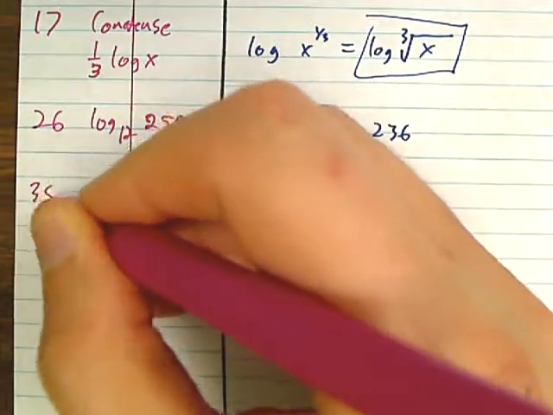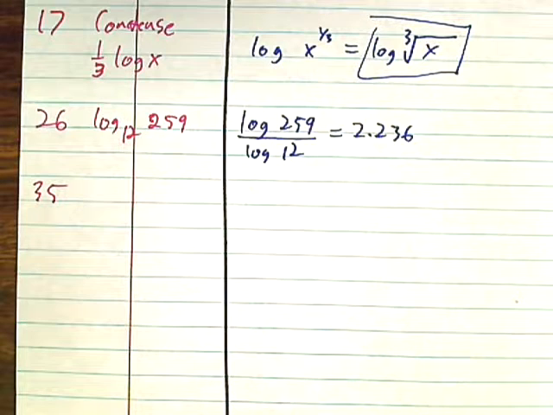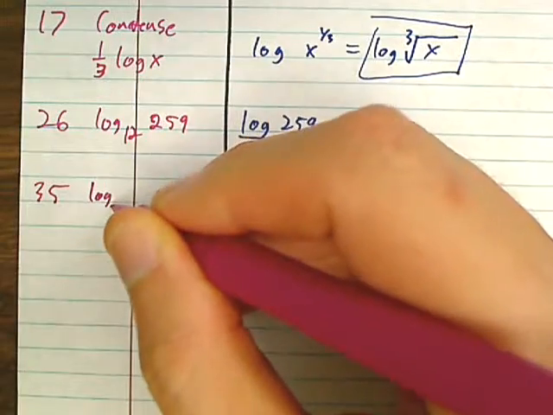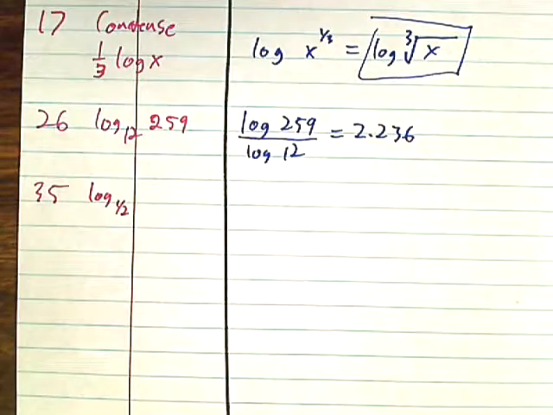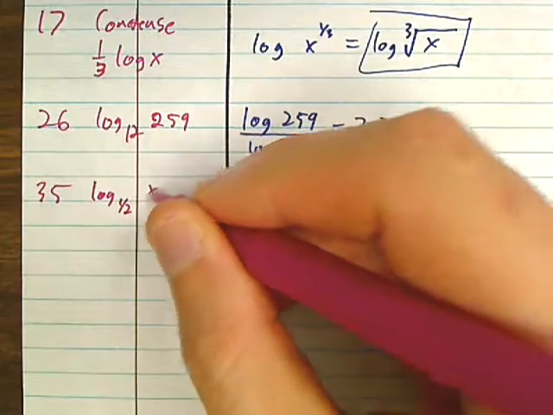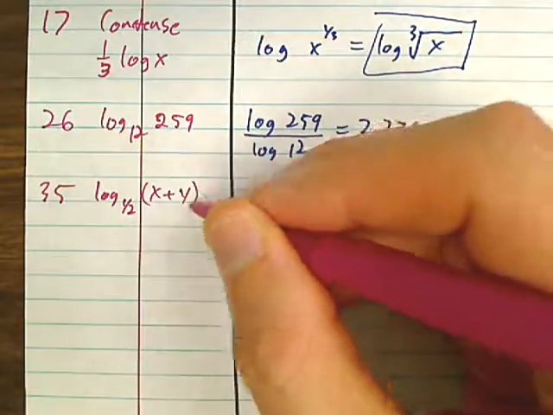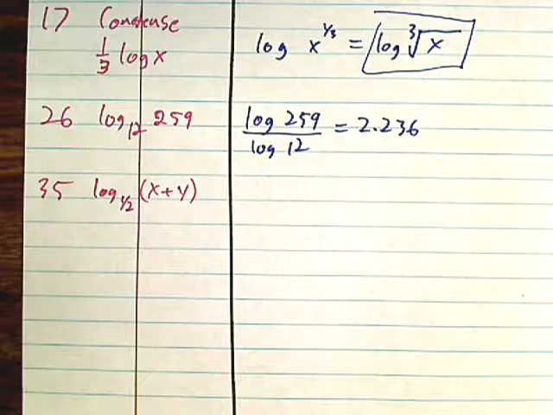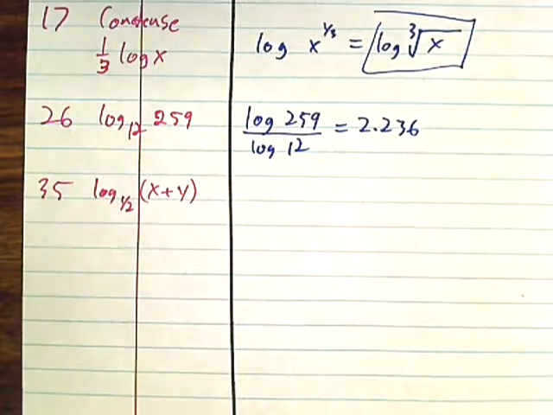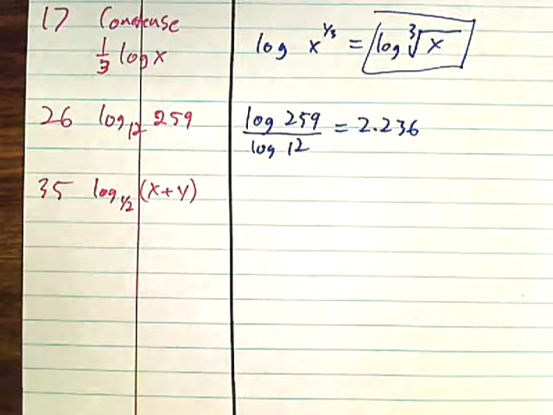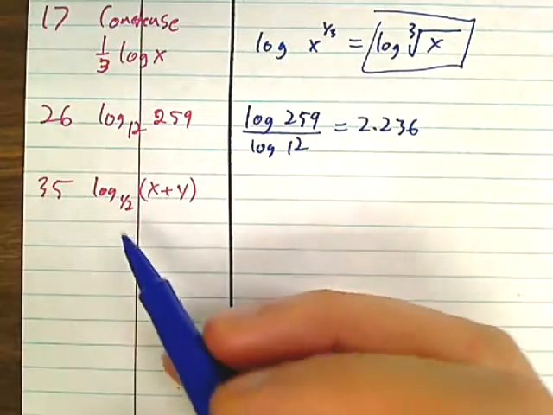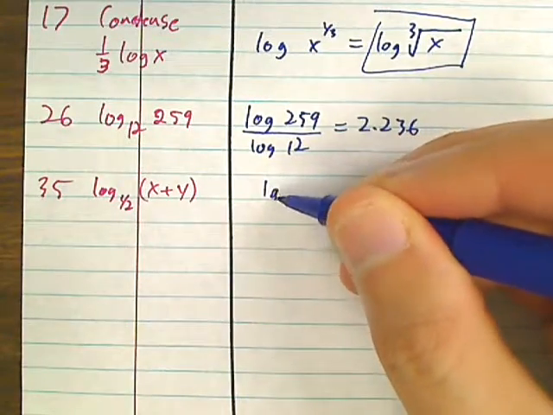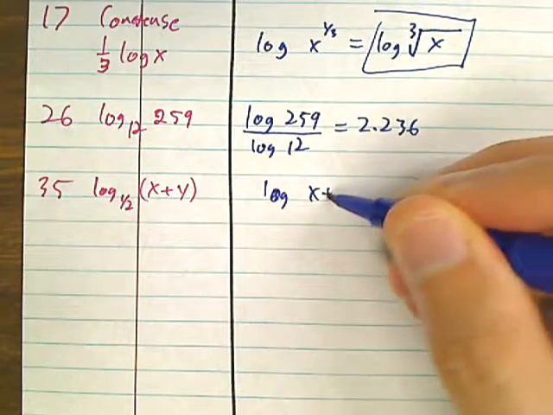Okay, 35. Write the expression using only common logarithms. So you have log base 1/2 of x plus y. Write this using only common logarithms, log base 10. Go ahead and try that. Okay, we'll use the change of base formula. We're going to have log base 10 of x plus y.